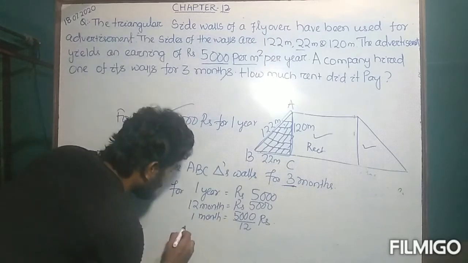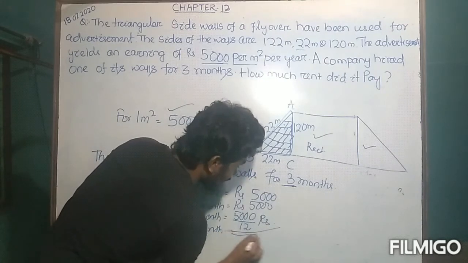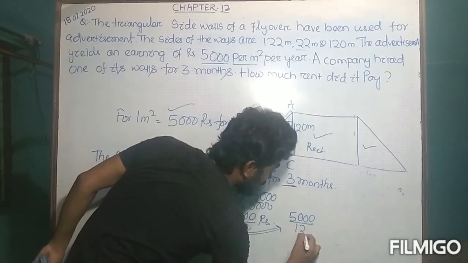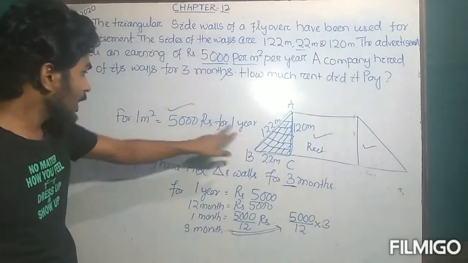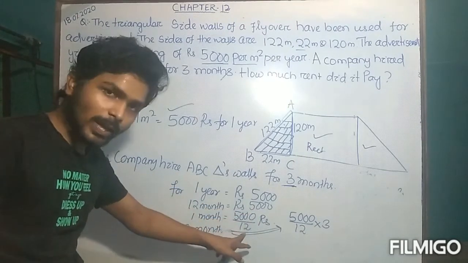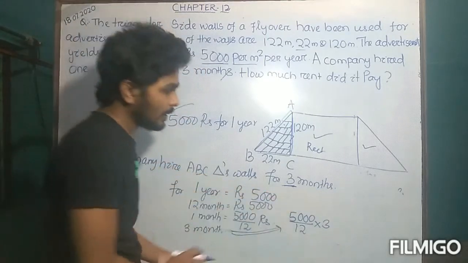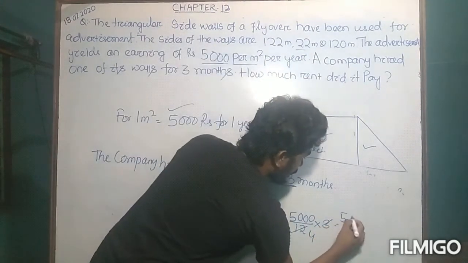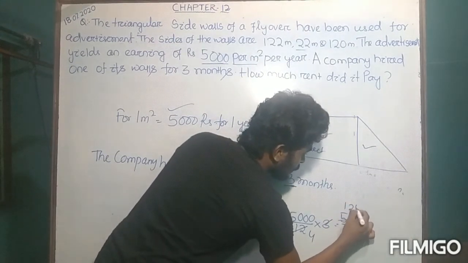Okay. And for 3 months he has to pay 5,000 divided by 12 into 3. Understood? So for 12 months he has to pay 5,000 rupees. For 1 month he has to pay 5,000 by 12. And for 3 months he has to pay 5,000 by 12 into 3. It is the unitary method. So cancel it: 3 and 12 cancel, so it is 5,000 by 4. Cancel it again: 4 into 1,250, so 1,250.